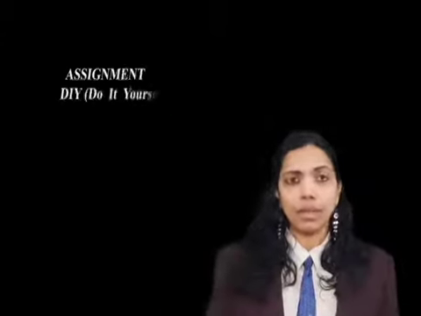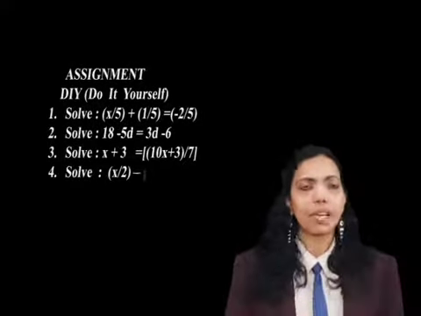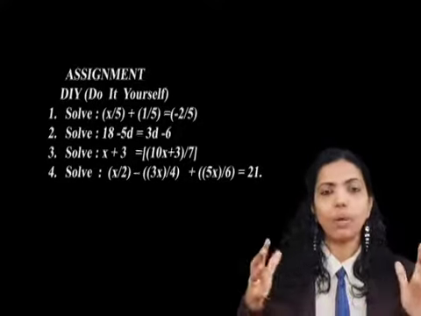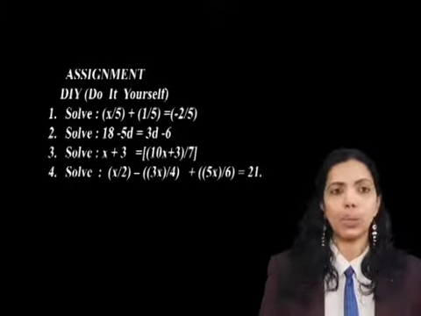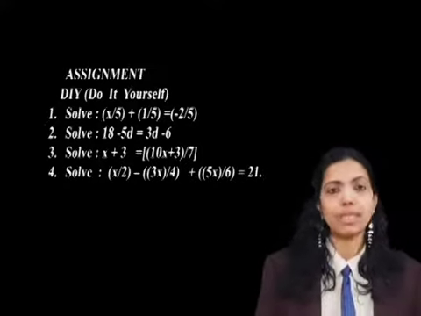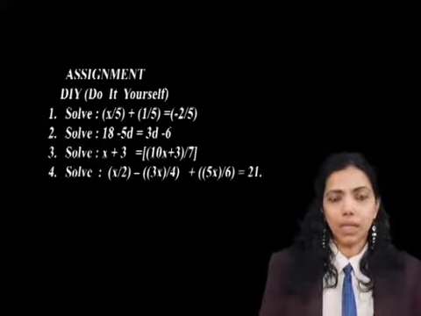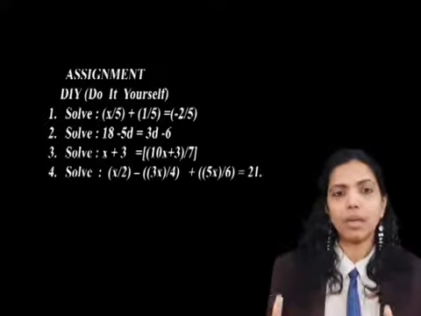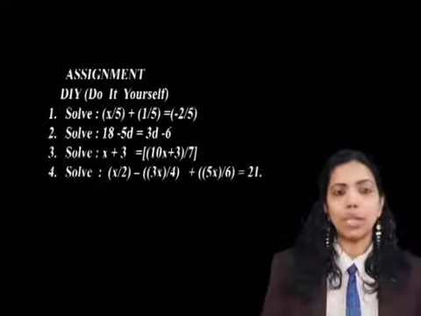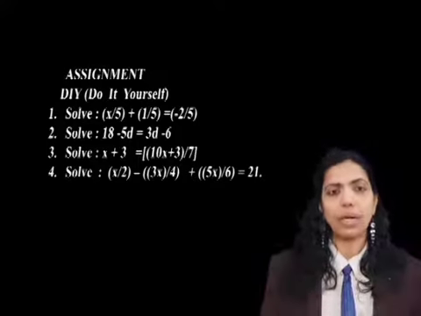Now it's the time for your assignment. Assignment number 1. DIY, do it yourself. Question number 1. Solve x by 5 plus 1 by 5 equals minus 2 by 5. Question number 2. 18 minus 5d equals 3d minus 6. Third question. x plus 3 equals (10x plus 3) the whole divided by 7. And the very last question for you. x by 2 minus 3x by 4 plus 5x by 6 equals 21.